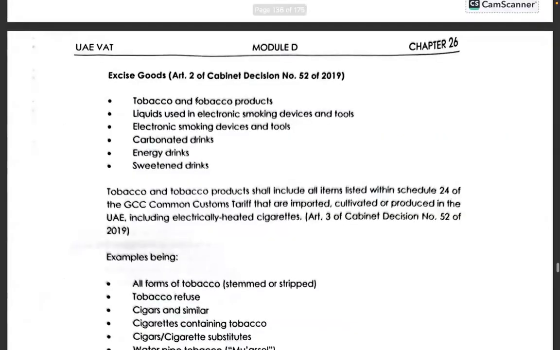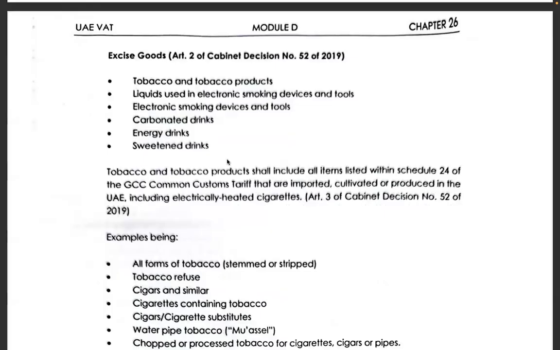Now we come to excise goods. So these goods shall be known as excise goods, which are tobacco and tobacco products, liquids used in electronic smoking devices and tools, then electronic smoking devices and tools, carbonated drinks, energy drinks, and sweetened drinks. All of these are excise goods.